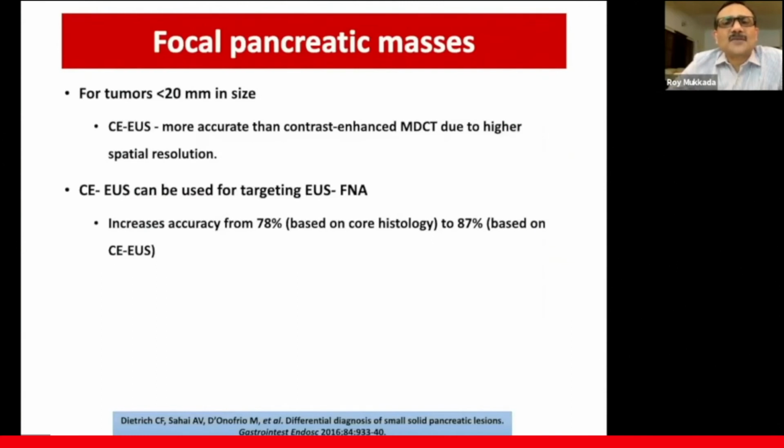So, focal pancreatic masses: for tumors less than 20 millimeter in size, contrast enhanced EUS is more accurate than contrast enhanced MDCT due to higher spatial resolution. So in tumors less than 20 millimeter, it's more useful. It can be used in targeting the EUS FNAC. It increases accuracy from 78% to 87%.